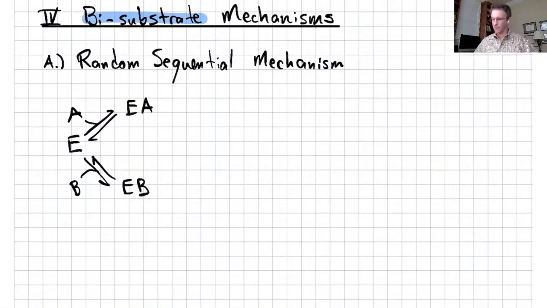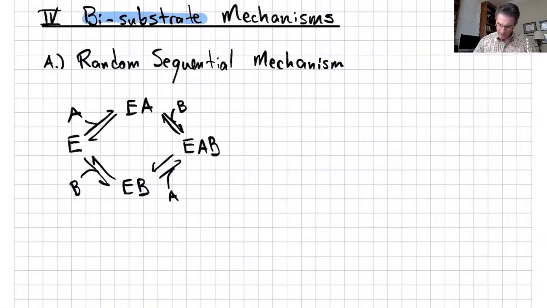So we're not done yet, right? The full Michaelis complex hasn't been formed yet. And in this case, the EA complex would then bind a molecule of B. In the case of the EB complex, it would then bind a molecule of A to form this so-called EAB ternary complex, right? So this ternary complex between the enzyme and both substrates.